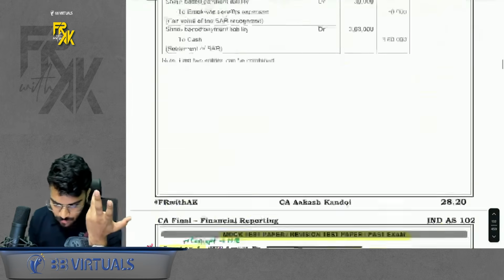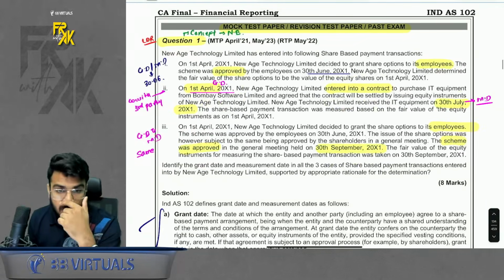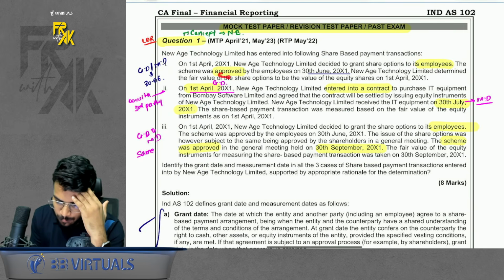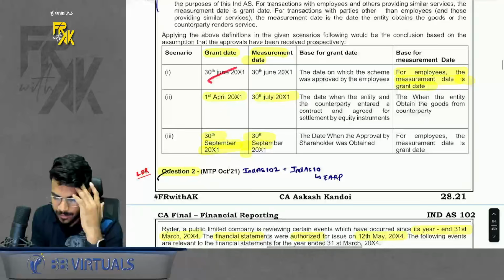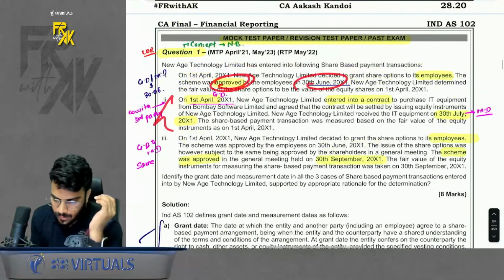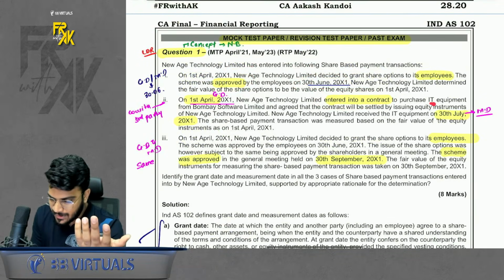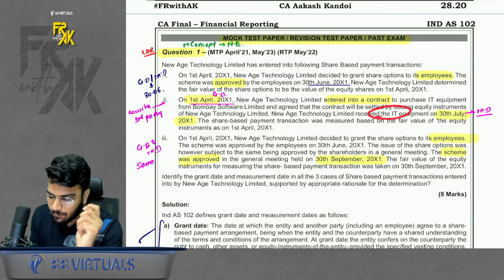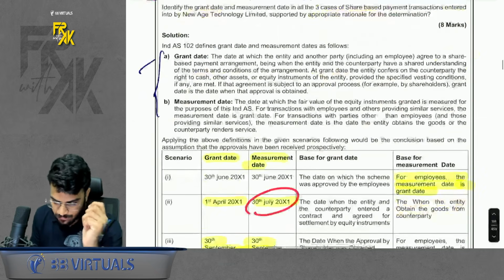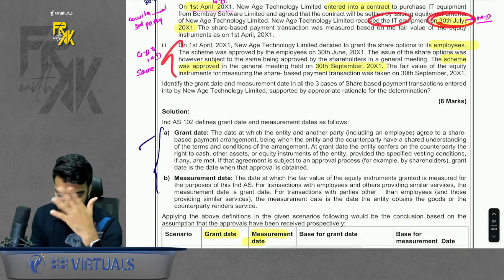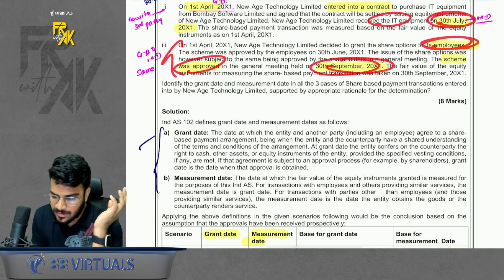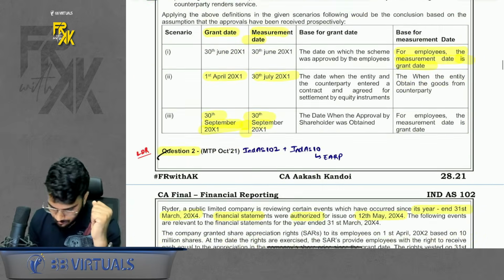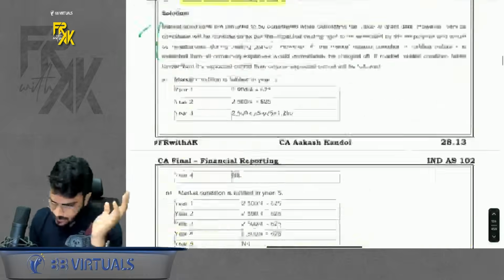I will just show it to you if you want. Sorry, question number 1 of MTP RTP if you want to see. See, in the first case, it is said that for employees, final approval was there on 30th June. So in case of employees, grant date and measurement date are the same. Second, we entered into a contract with a third party to purchase IT equipment. Contract entered 1st April, grant date 1st April, but equipment was received on 30th July. So measurement date 30th July. Simple. Third case, employees, final approval was done on 30th September. So in employees case, both dates are going to be the same. Simple, right? Okay. So this was the revision of Ind AS 102.